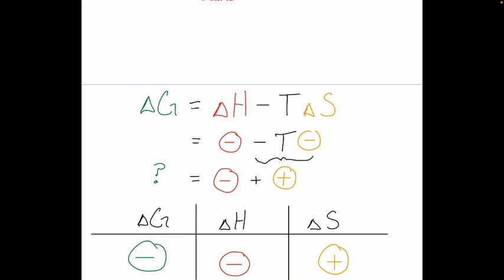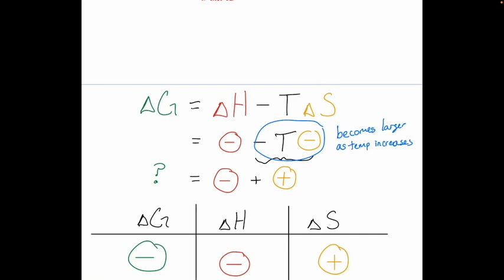Well, it depends on just what those values are, right? I've got this conflict going on. If the negative number is bigger, then it's going to be a negative delta G. If the positive number is bigger, it's going to be a positive delta G, right? So it's going to depend on the value here. But what's important is that this term here depends on that temperature, right? So this term right here becomes larger as temperature increases. So whether or not this reaction is spontaneous is going to depend on what that temperature value is.